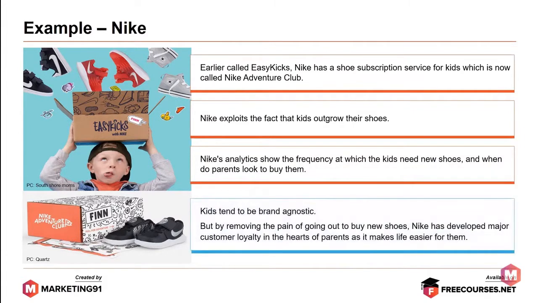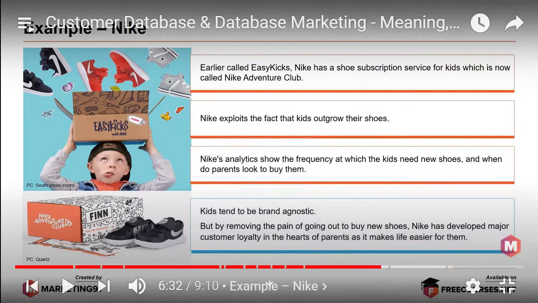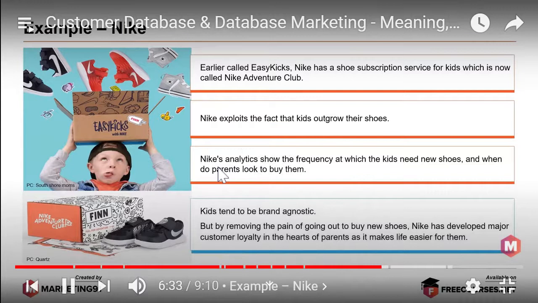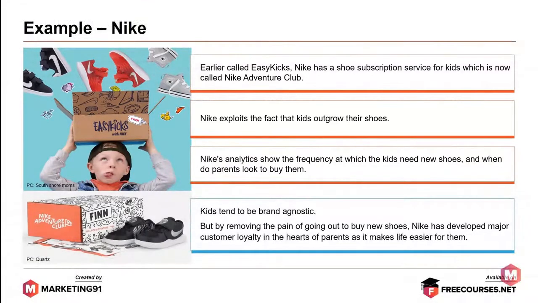Kids tend to be brand agnostic, but by removing the pain of going out to buy new shoes, Nike has developed major customer loyalty in the hearts of parents, as it makes life easier for them. Where do they get this information? From tracking down the data in the database. This is predicting future behavior of consumers, predicting what's the next trend. This comes from close and intimate data collection, trying to be analytical and to get insights. It is very interesting to see how the big names are utilizing database marketing.